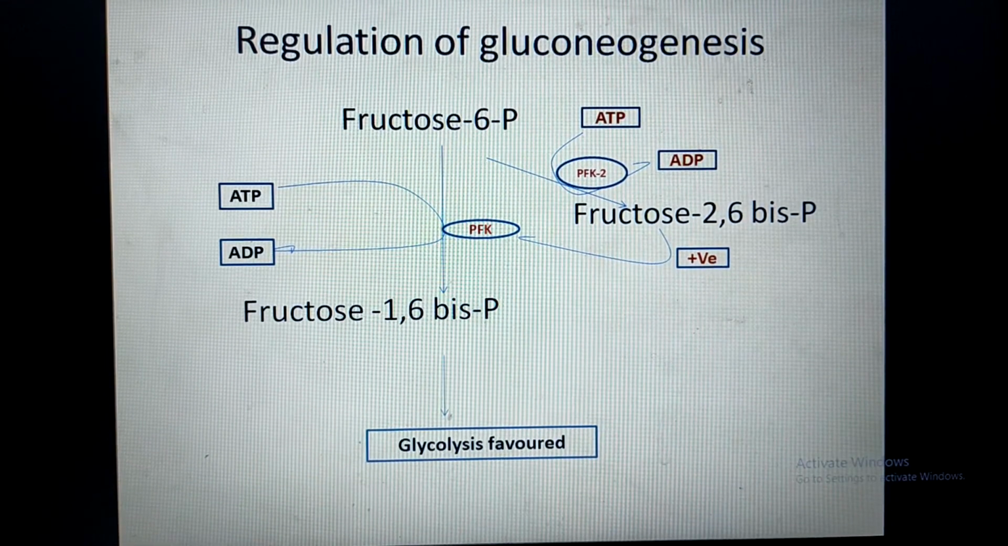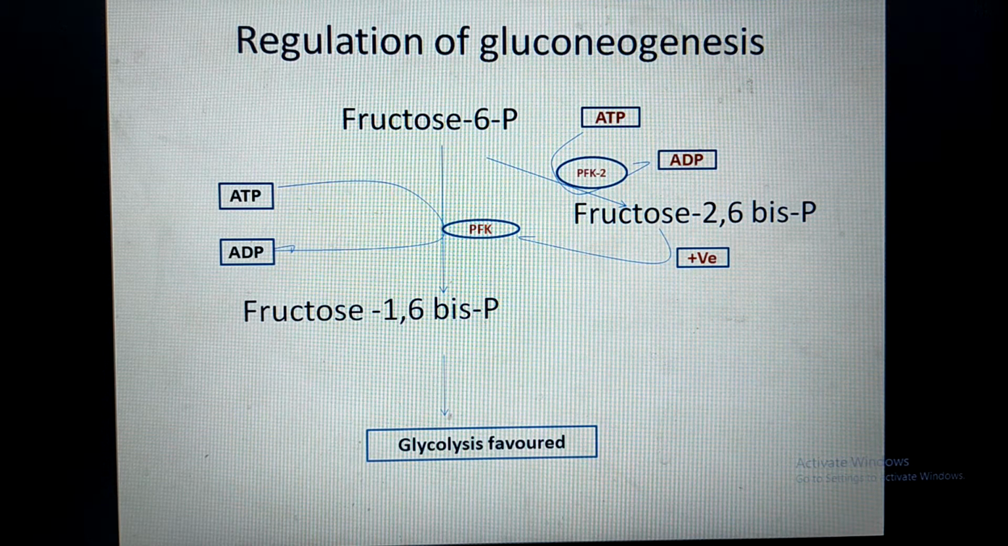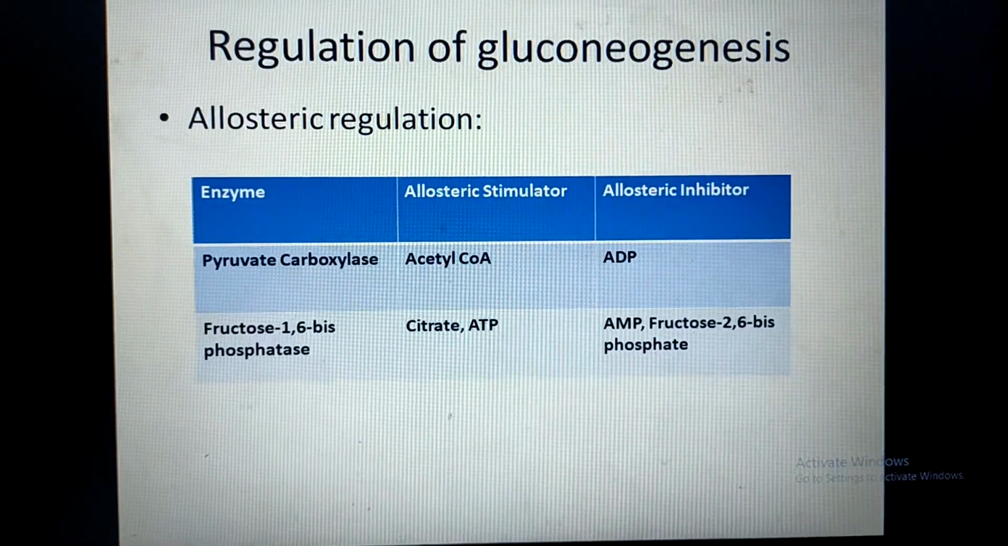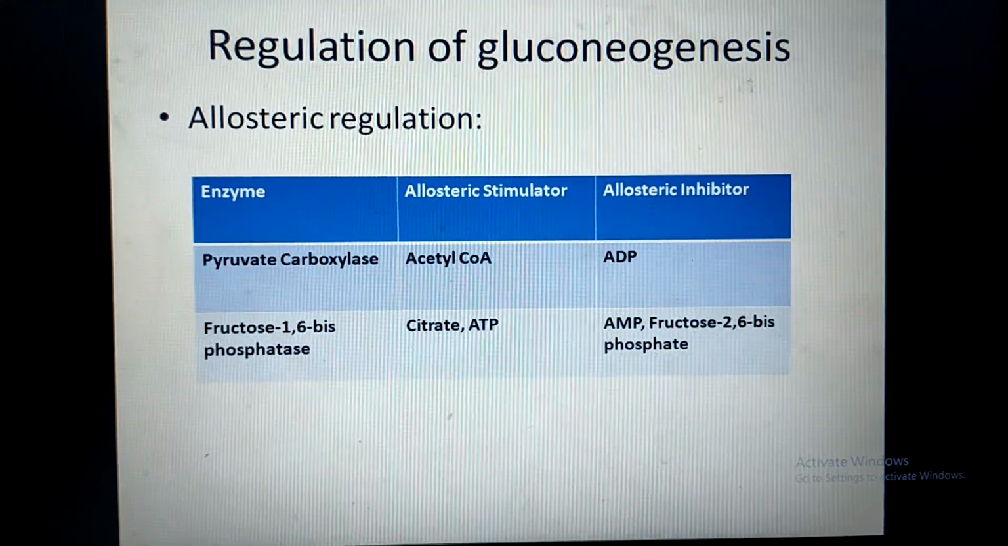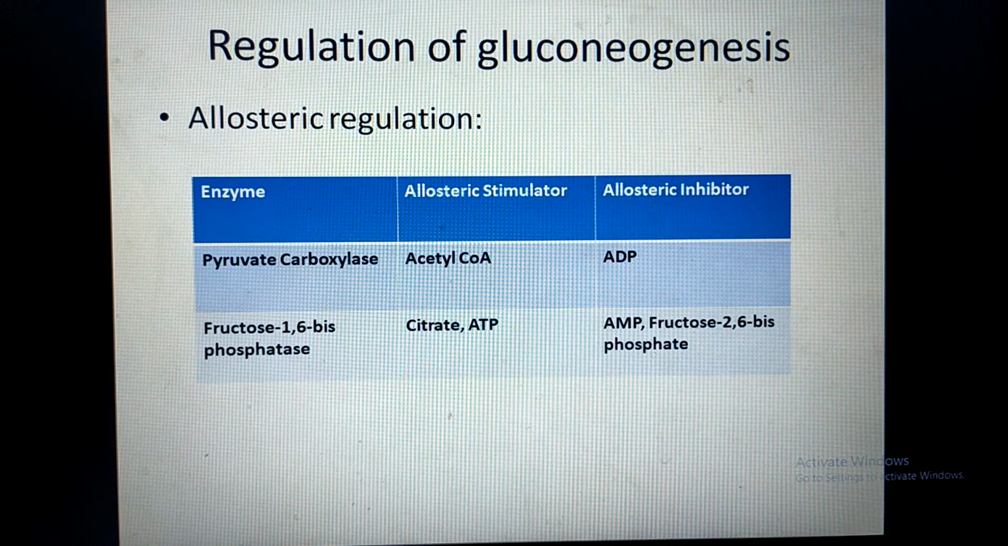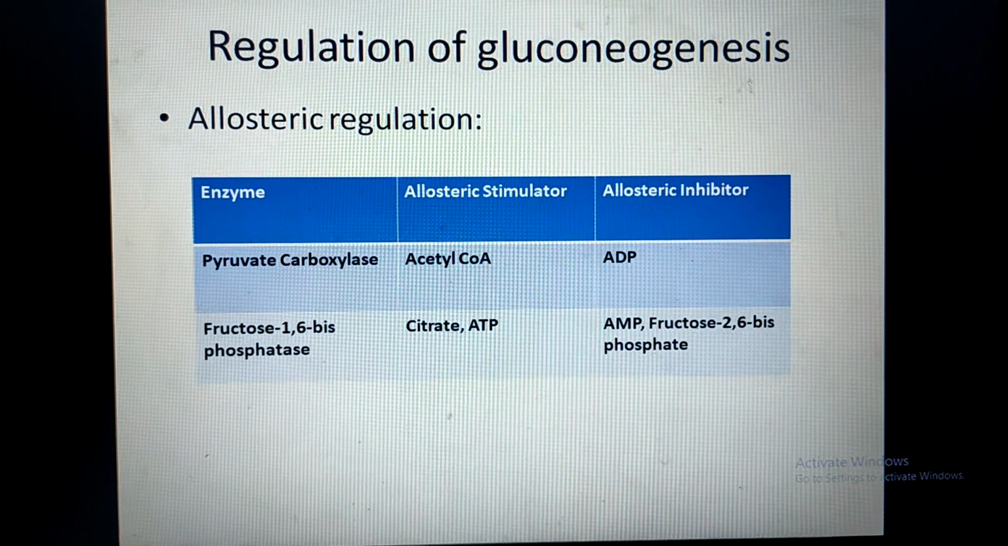And this fructose 2,6 bisphosphate is generally formed after a meal, or in the post-meal state, when glucose concentration is high. Therefore, fructose 2,6 bisphosphate inhibits the enzyme and acts as an allosteric inhibitor of this enzyme. So this is about the allosteric stimulator and inhibitor of gluconeogenesis.